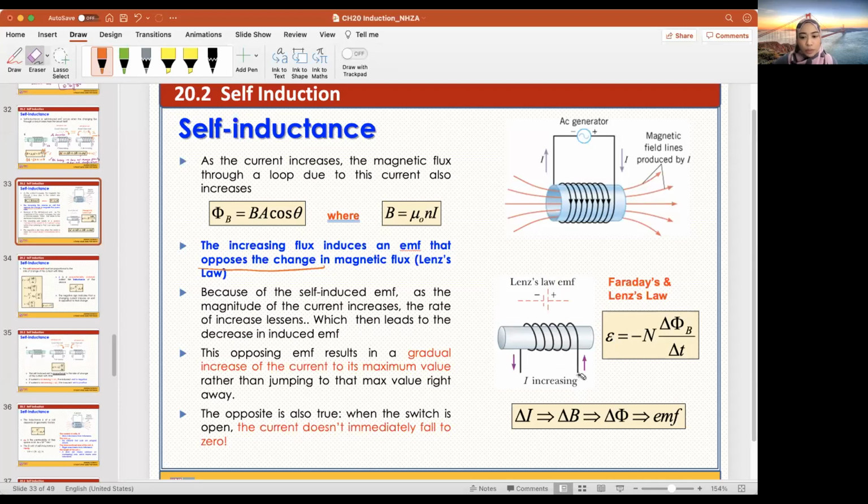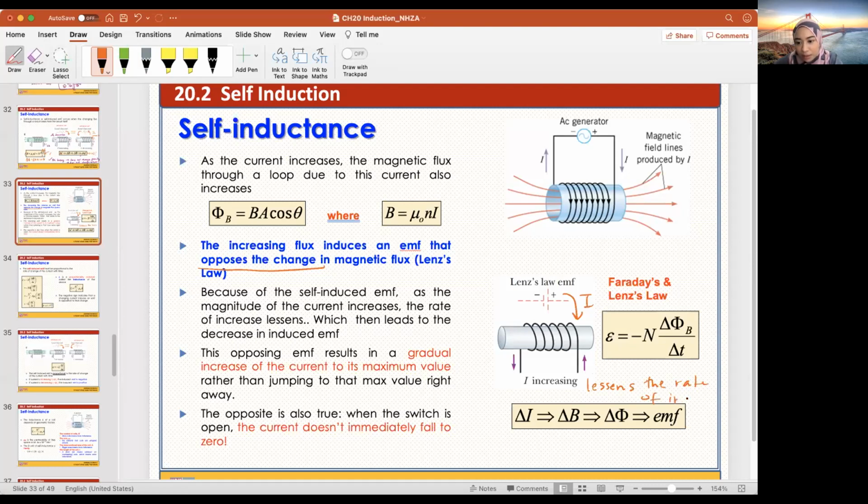Let me repeat myself. So when I is increasing, I will induce an EMF that opposes that, right? So this is my I. When I oppose it, I am actually pushing back the current so that it lessens the rate of increase.